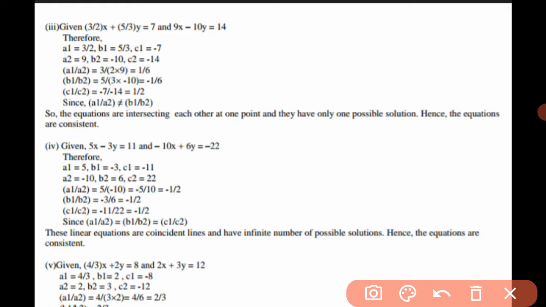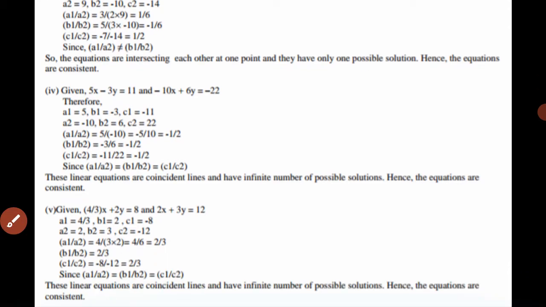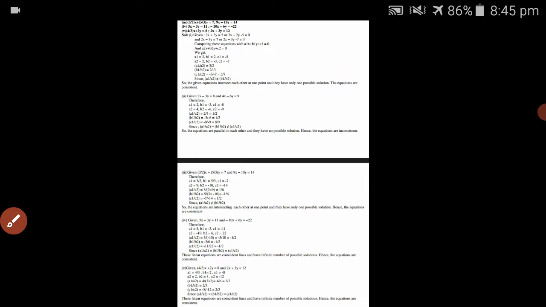So in this way you can try the remaining questions also, that is the fourth part and fifth part are also the same. Here also first you have to find a1/a2, b1/b2 and c1/c2, then you have to compare them. Now after this, see the next question.